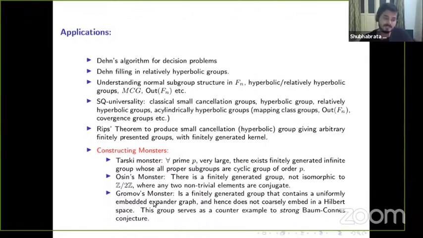Gromov's monster, I just want to mention, is a very important example. This is a counterexample, the first one, and now possibly there is one more example where you have a group which does not coarsely embed in a Hilbert space, which gives a counterexample to some version of the Baum-Connes conjecture. Okay, so I will stop here.